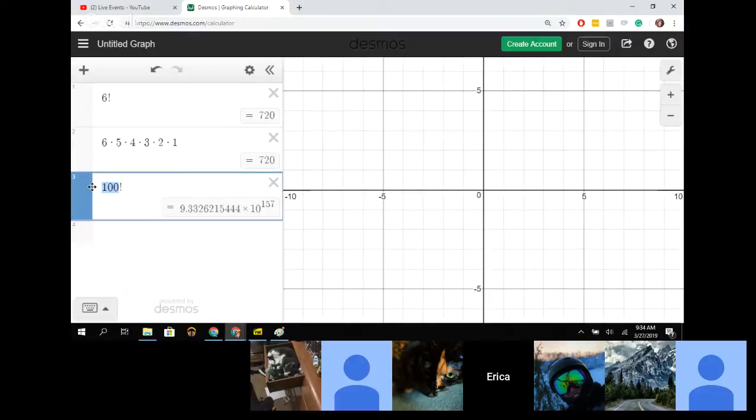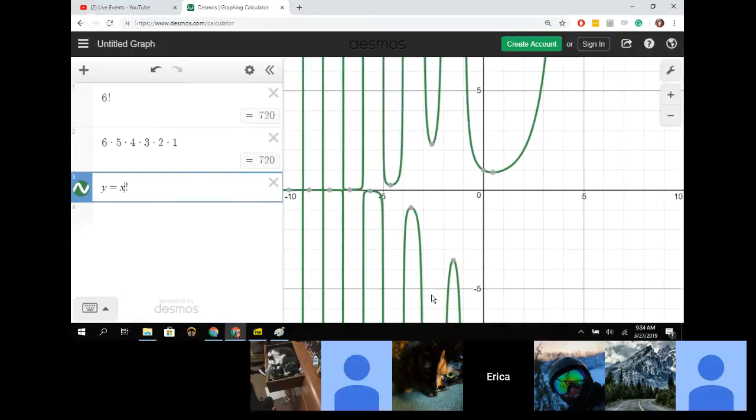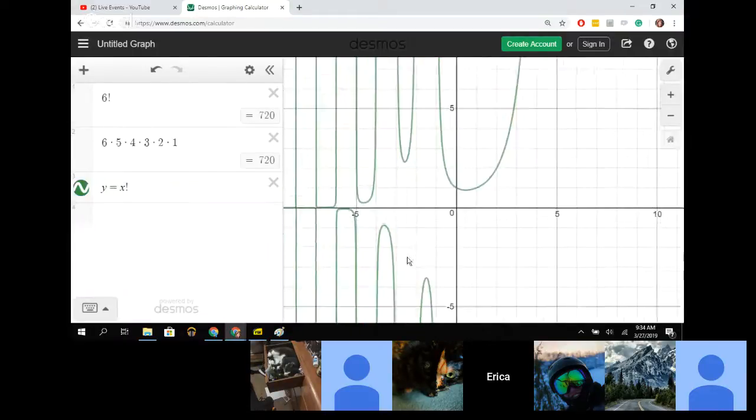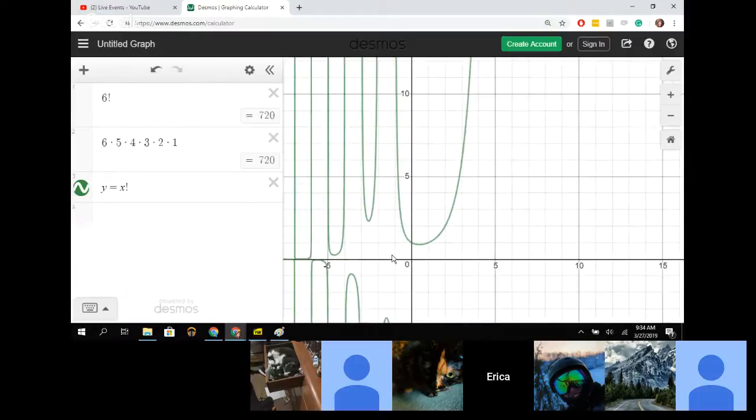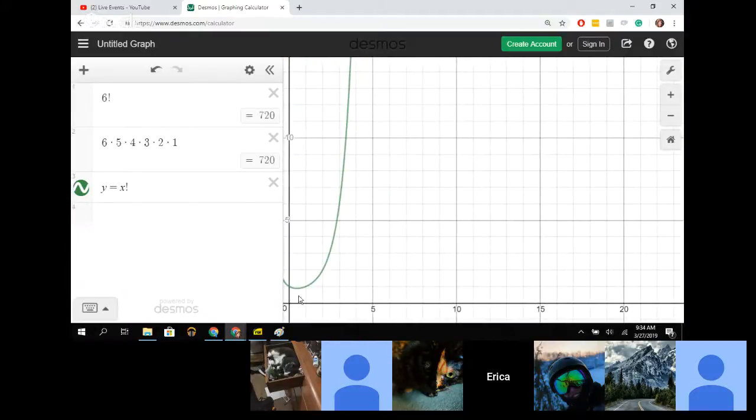What if we did y equals x factorial? Okay, so kind of ignore this side of the graph because we're not going to use it for negative numbers, right? But look what happens if I just ignore that. If you have 0 factorial, that's one thing, but 1 factorial is 1, right? 2 factorial, if I can get there, is 2. 3 factorial should be 6, if I can get there.